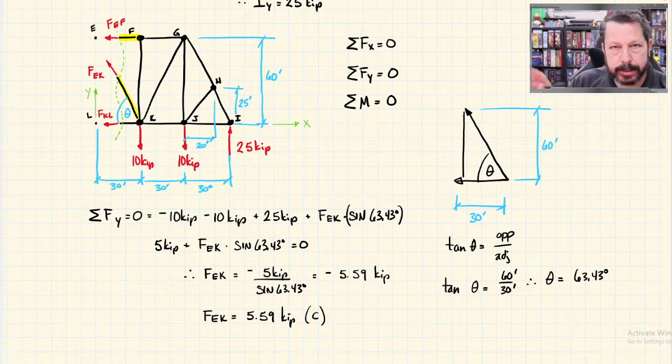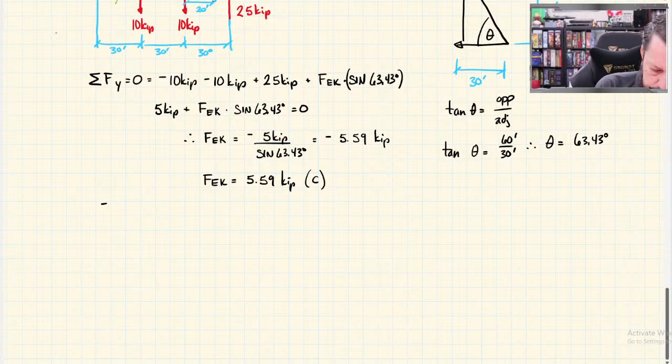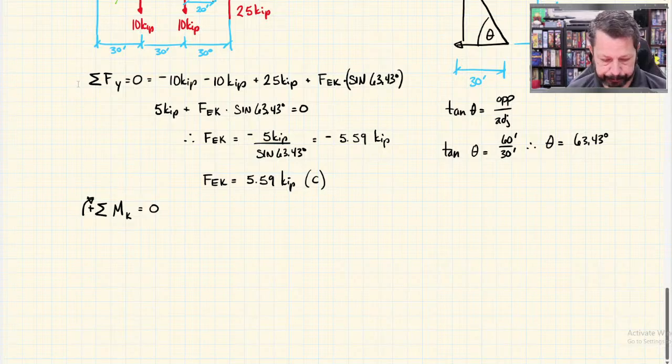It depends on how the truss is arranged and all, but in this case, it will work. So, summation of moments about point K equals 0. I'm just going to stick with my clockwise positive moments because that seems to work for me. You can do counterclockwise positive if you want to.